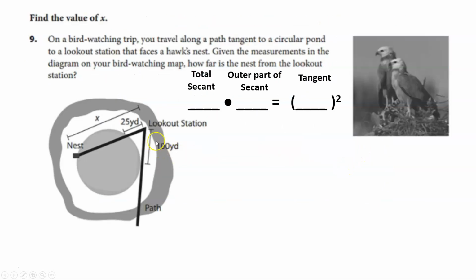All right, so here we have a problem. Let's go ahead and highlight some stuff. If you haven't been highlighting, do so now. Because our total secant right here is x. Our outer part of our secant of our circle is 25. And the part that touches, I know it's kind of like, oh, it continues on, but we're only going to pay attention to that part, is about 100.